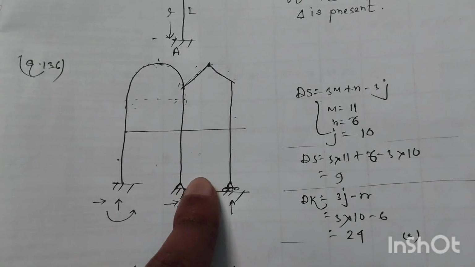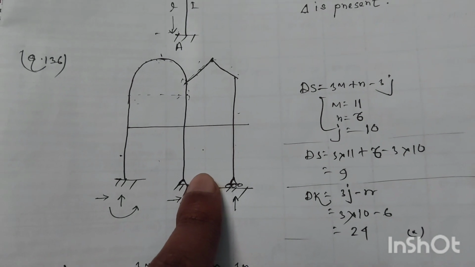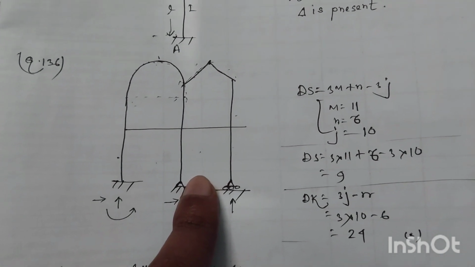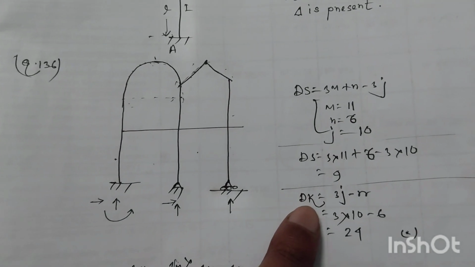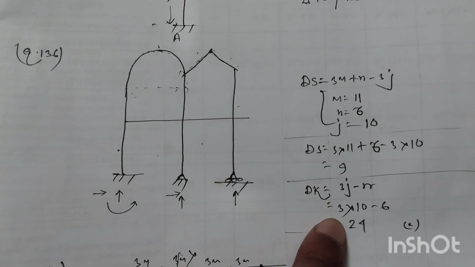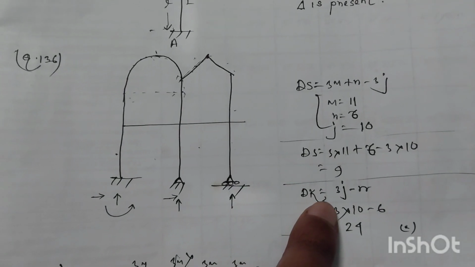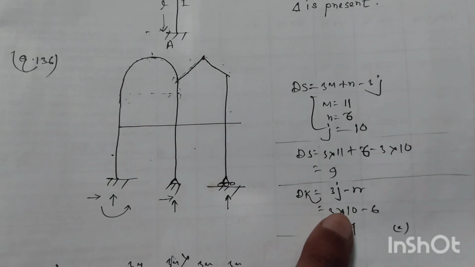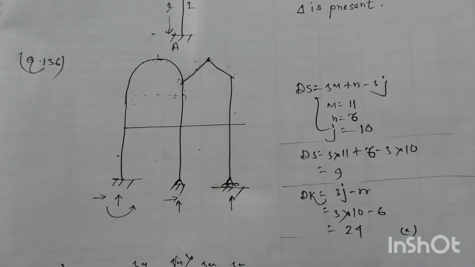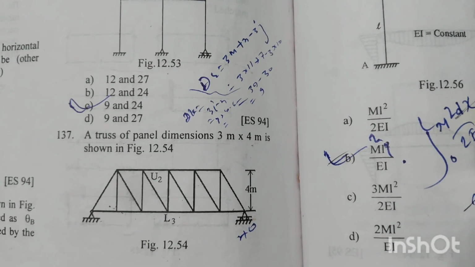After putting all the values into the equation, ds will be equal to 9, and the degree of kinematic indeterminacy formula dk will be equal to 3j minus r. So we got j equal to 10 and r equal to 6. So by putting the values, dk will be equal to 24. Option C is the right answer. Question number 137.